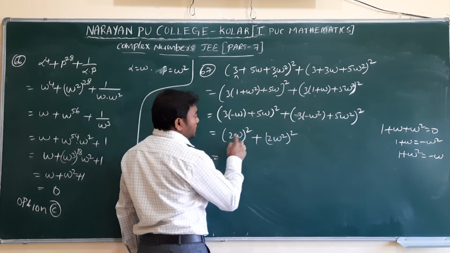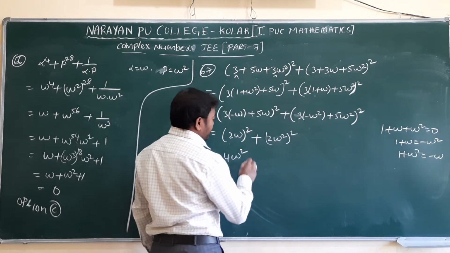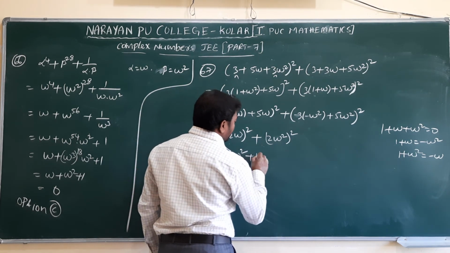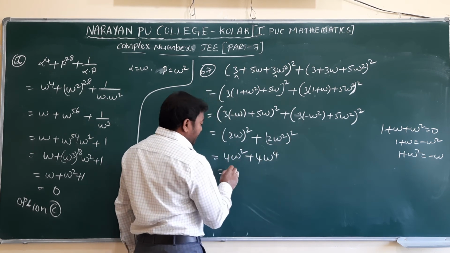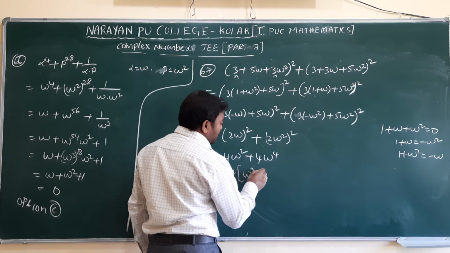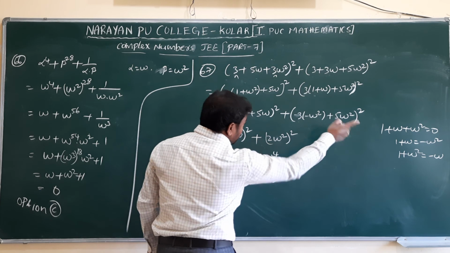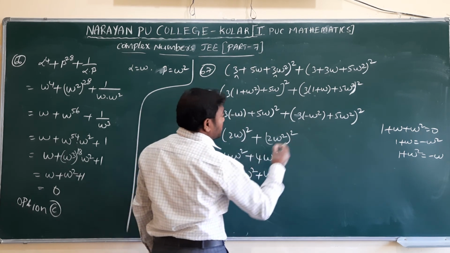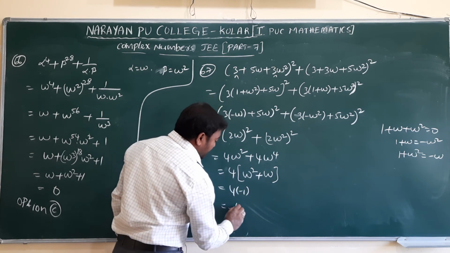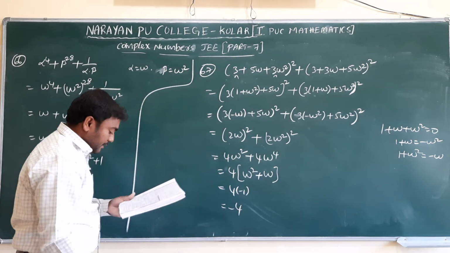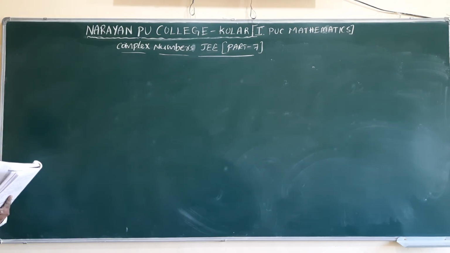Now 2 squared is 4 omega square, plus 4 omega power 4. Okay, no problem. Here we have to take 4 common, remaining omega square. Already we know the omega power value is omega. So apply this condition: omega square plus omega is equal to minus 1. So 4 into minus 1, we get minus 4. Here option C is the correct option.